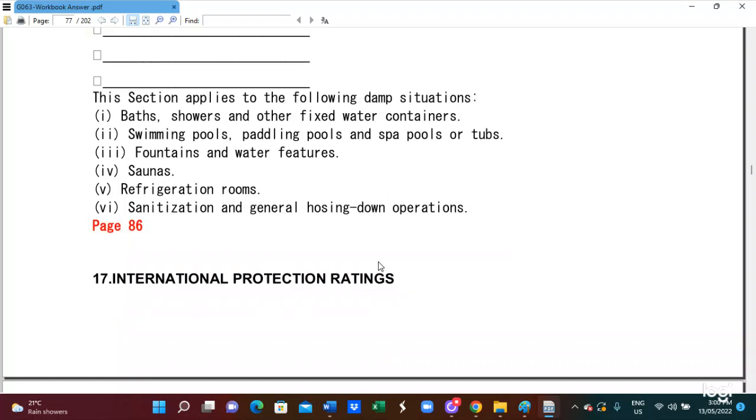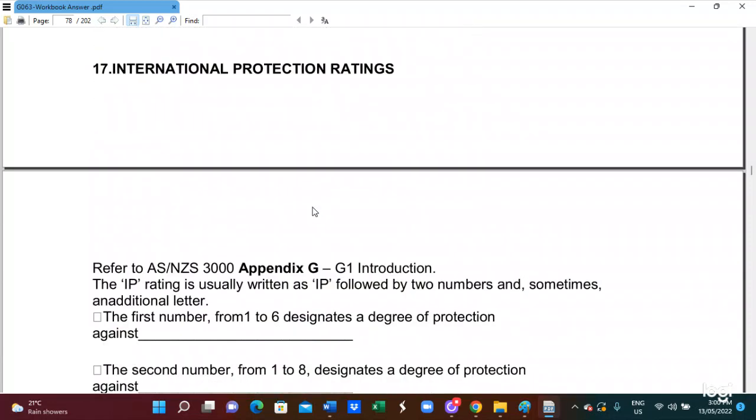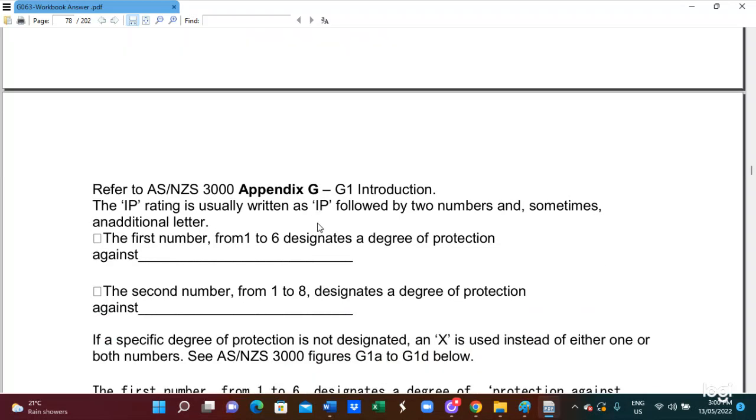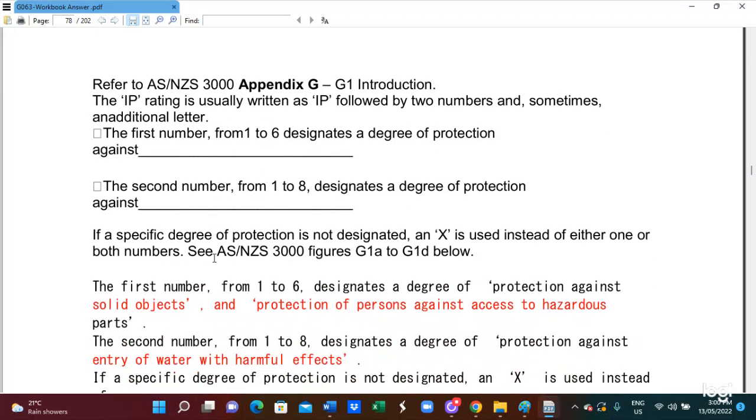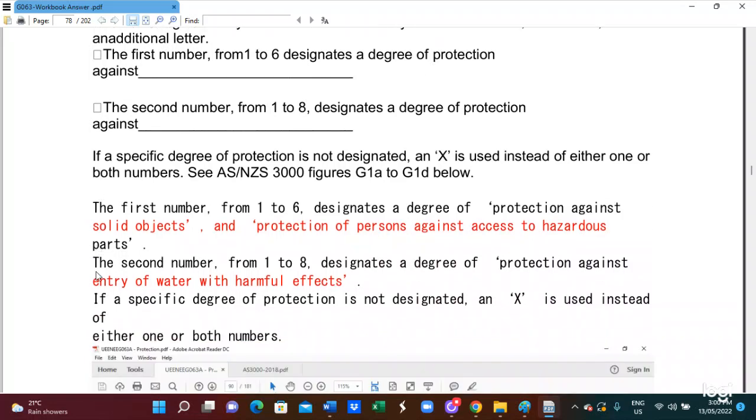Here AS 3000 also mentions the electrical installation and damp situations. Damp situations include the flush shower and other fish water container, swimming pool, bathing pool, spa pool, sauna, refrigeration room, sanitizing area. The international protection rating is the IP rating. The first number is from 1 to 6, the degree of protection. The second number, 1 to 8, is also a degree of protection.